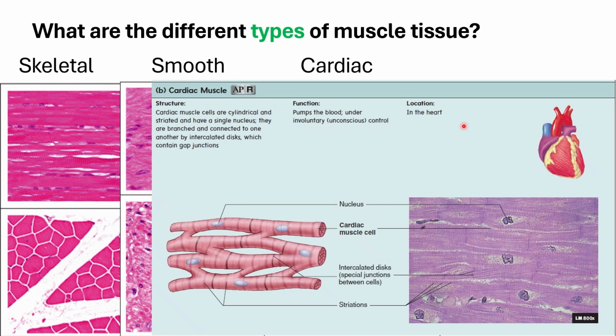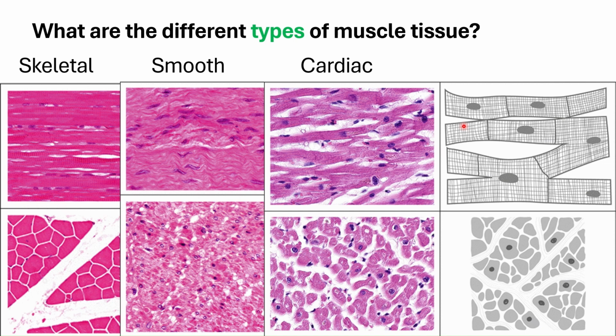Okay, so again, that's it. So you just have your skeletal, smooth, and cardiac muscle tissue. You would have your striated for your skeletal and cardiac. You would have your multinucleated for your skeletal. You would have your involuntary type of muscle tissue for your smooth and cardiac, and only the skeletal muscle would be your voluntary type or consciously controlled.